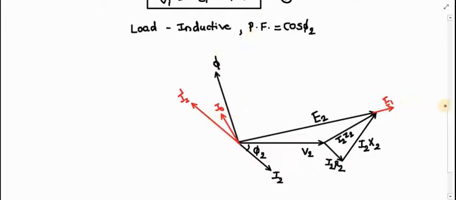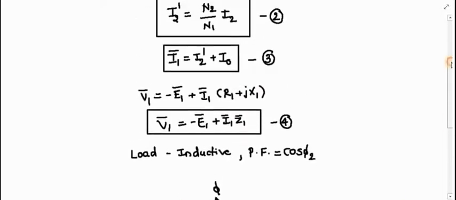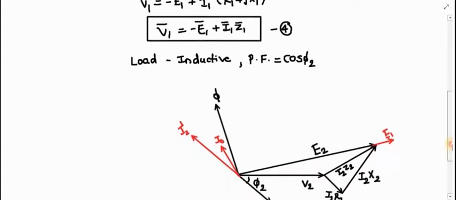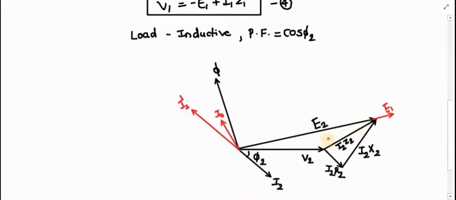Now student, come to the second equation, third equation that we have seen. What is V1? Fourth equation. What is V1? It is nothing but minus E1 plus I1 Z1. So here I will take this E dash on this side. So let us draw the E1. We have drawn the E1, just I will take the opposite vector of that E1, which is nothing but minus E1.